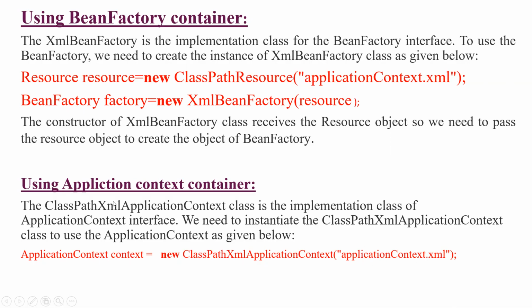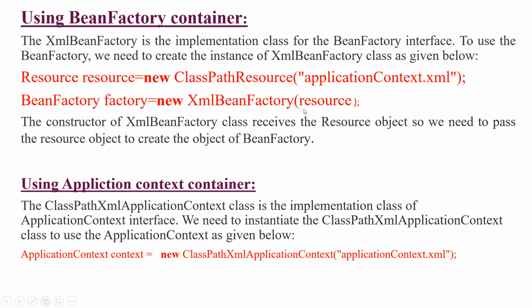Here, the ClassPathXmlApplicationContext class is the implementation class of the ApplicationContext interface. We need to instantiate the ClassPathXmlApplicationContext class to use the application context given below. ApplicationContext is a container. If you want to make use of it, you have to create an object of ClassPathXmlApplicationContext. Then I am directly loading it.